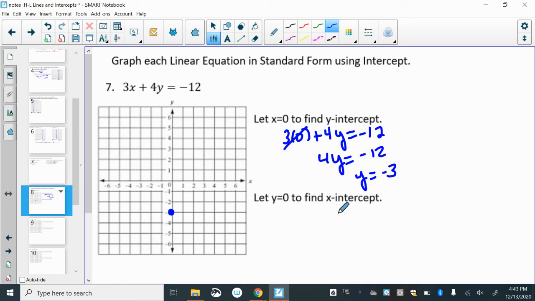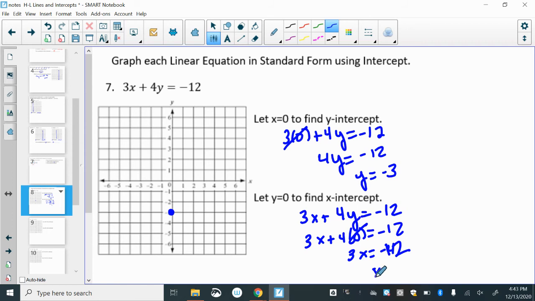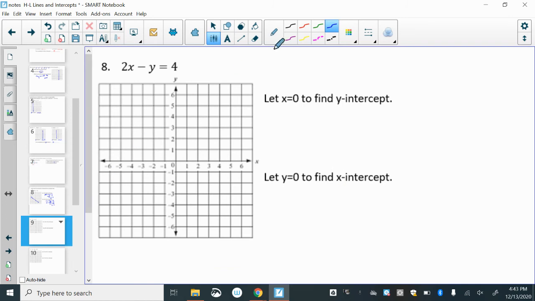Let y equal 0 to find the x-intercept. We have the equation 3x + 4y = -12. If I let y be 0, this piece will drop out. We get 3x = -12, so x winds up being -4. We plot that on the x-axis, and again, we just draw a line to connect the two.